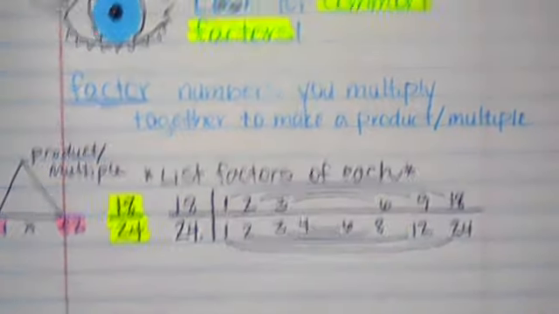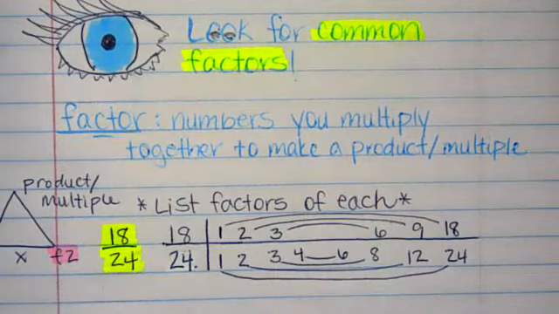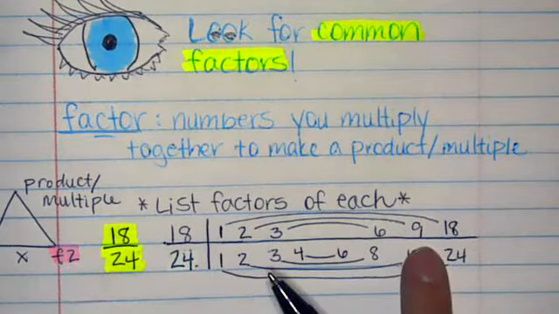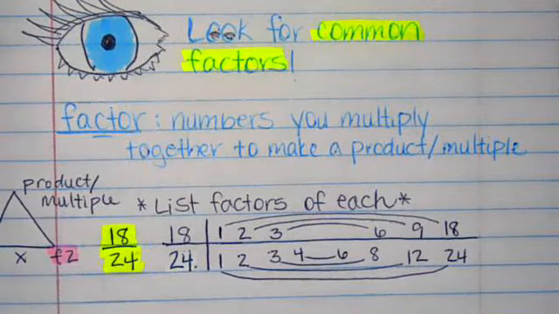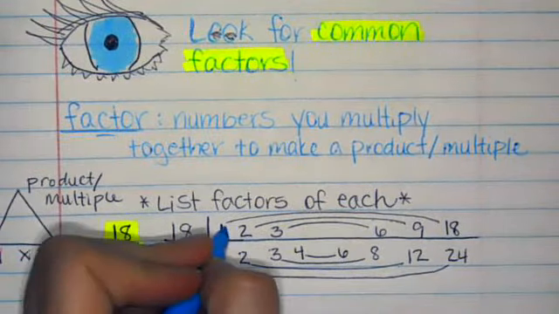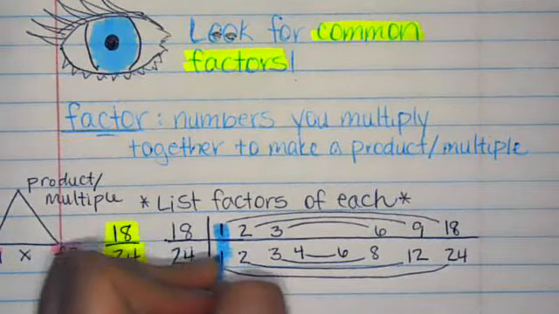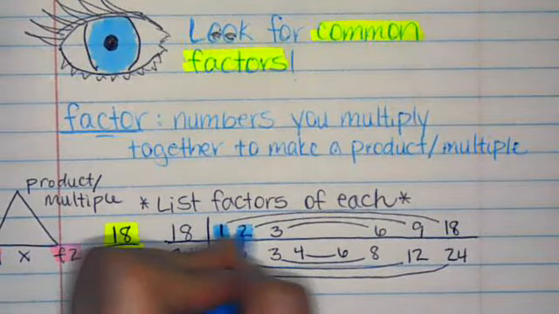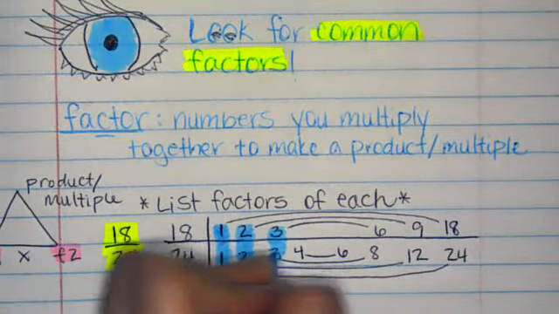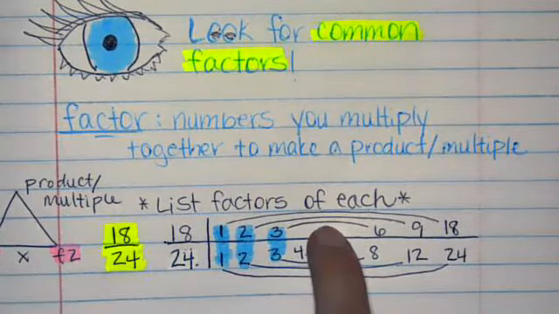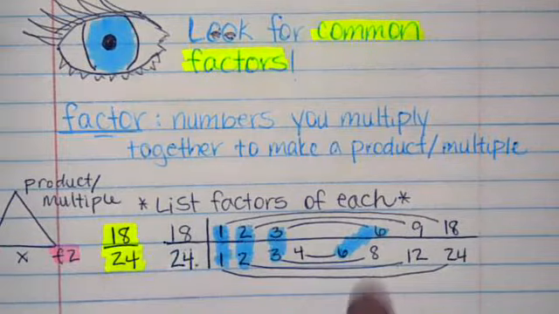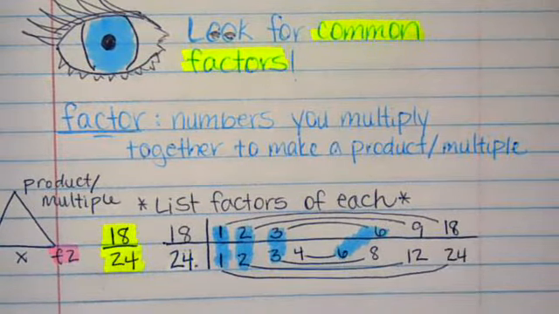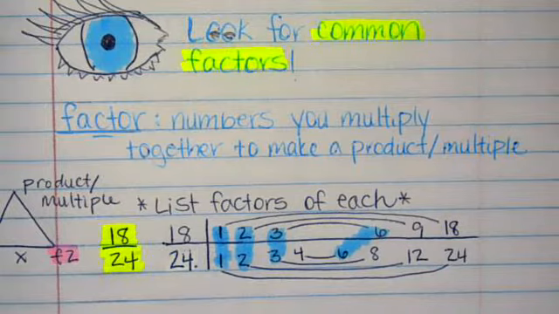Again, I'm going to be looking for common factors. Factors you see in these lists, that are in this list and in this list on the bottom. And so I'm going to look for the ones that they have in common. So I see that they both have a 1 in common. They both have a 2 in common. They both have a 3 in common. This one has a 4, this one does not. And I have a 6 in common. I don't see any other numbers that are in common or match, that they have the same.